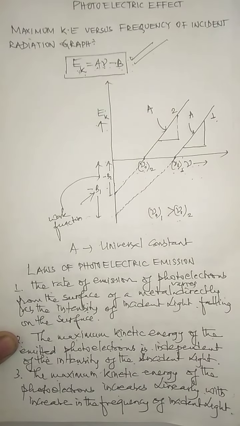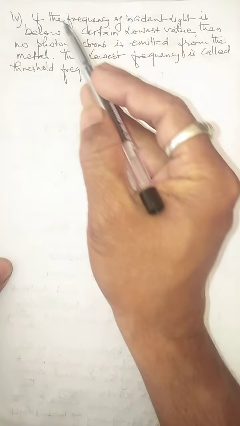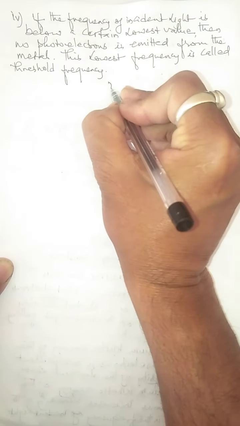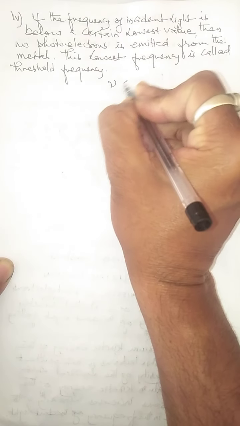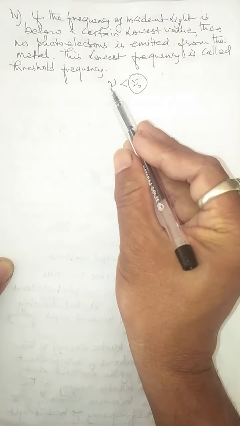Now we have the next law, which says that if the frequency of incident light is below a certain lowest value, then no photoelectron is emitted from the metal, and this lowest frequency is called the threshold frequency. Suppose you have a frequency of incident light nu that is less than nu naught, and nu naught is called the threshold frequency. Then whatever the intensity of light incident on the metal plate, if the frequency of incident light is less than the threshold frequency, there is no ejection of photoelectrons, no emission of photoelectrons takes place.